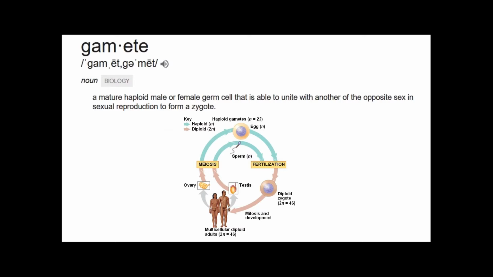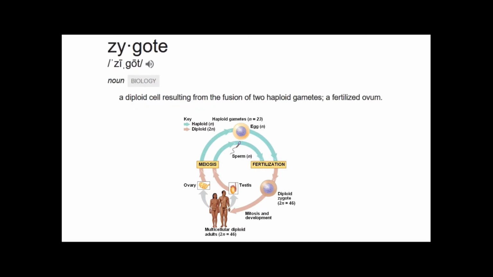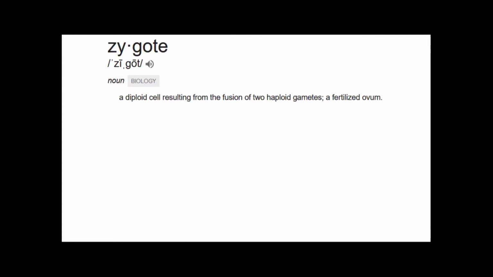So in our case, a gamete is a sperm cell or an egg cell. A zygote is a diploid cell that results from the fusion of two haploid gametes. A zygote can also be thought of as a fertilized ovum. When the sperm cell, which is haploid, encounters the egg cell, which is also haploid, they combine to form a diploid zygote, a 2N zygote. That is a cell that has two sets of genetic information, one from the paternal side and one from the maternal side.